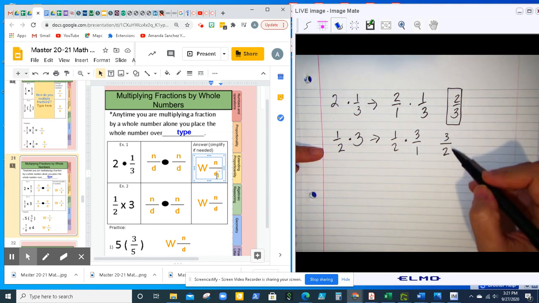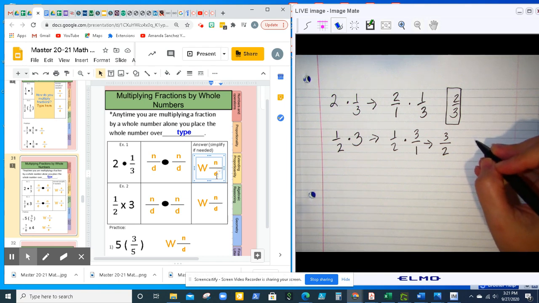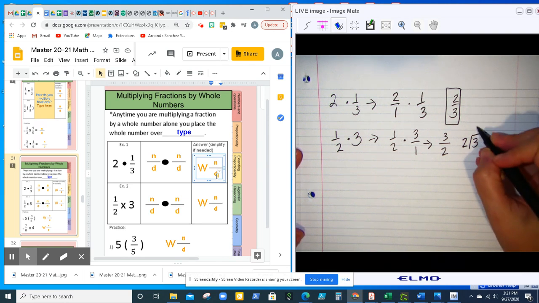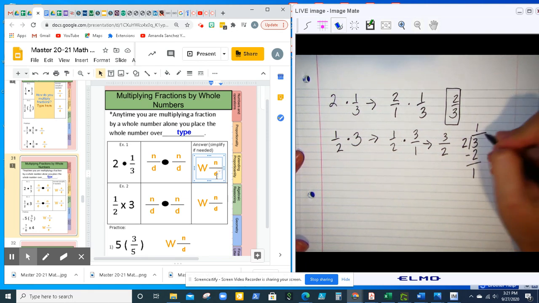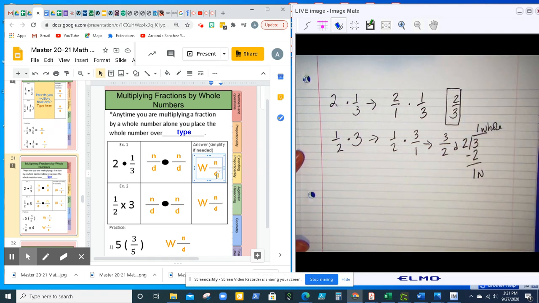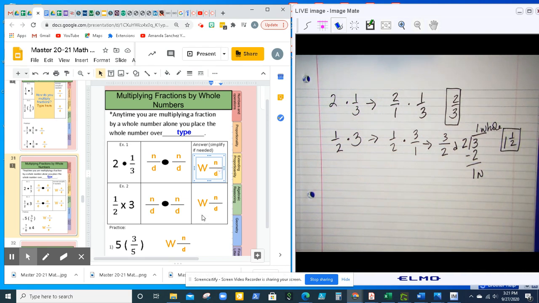So now you have this improper fraction, and you need to change it into a mixed number. So 2 can go into 3 one time, and then you subtract. Your remainder's 1. This is the whole, this is the numerator, and this is the denominator. So our mixed number would be 1 and 1/2. So 1 would go here, and then 1/2.